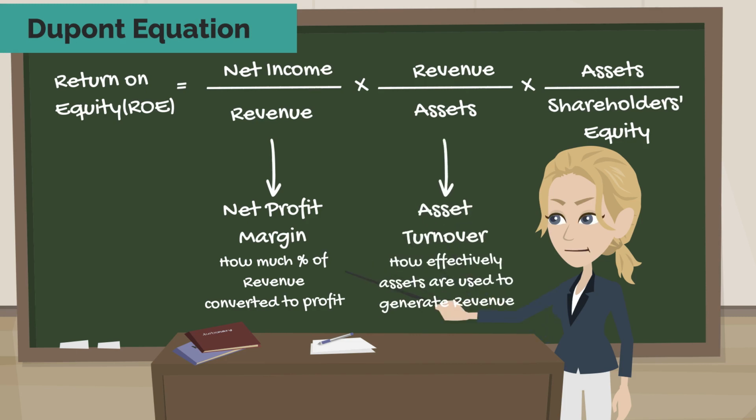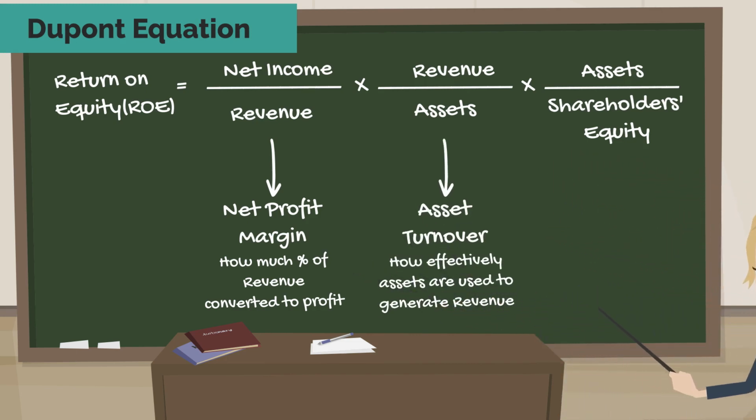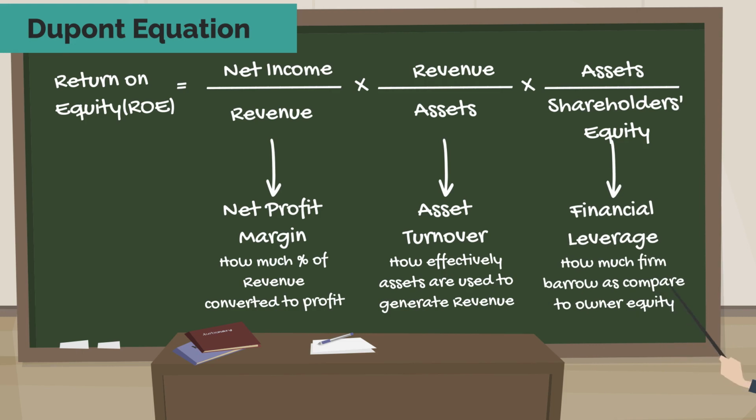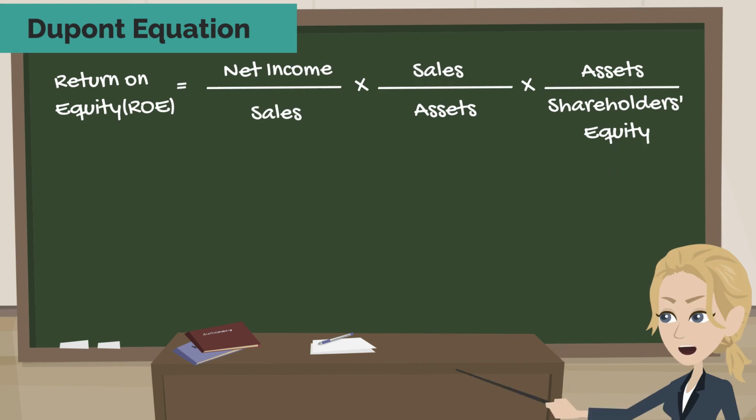Asset turnover is how effectively assets are used to generate revenue. Financial leverage is how much the company borrows to leverage. For a firm, return on equity can be increased or decreased by changing one of these three parameters.